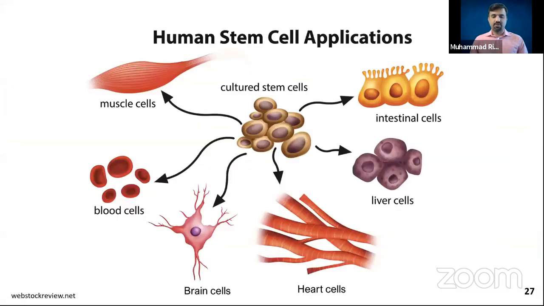Again, this part is about stem cells. Just to remind, stem cells are cells that can be converted to different types of cells. We can transform stem cells into muscle cells, blood cells. We can make brain cells, heart cells, liver cells from these cells. So today I'll be focusing on converting stem cells to liver cells.